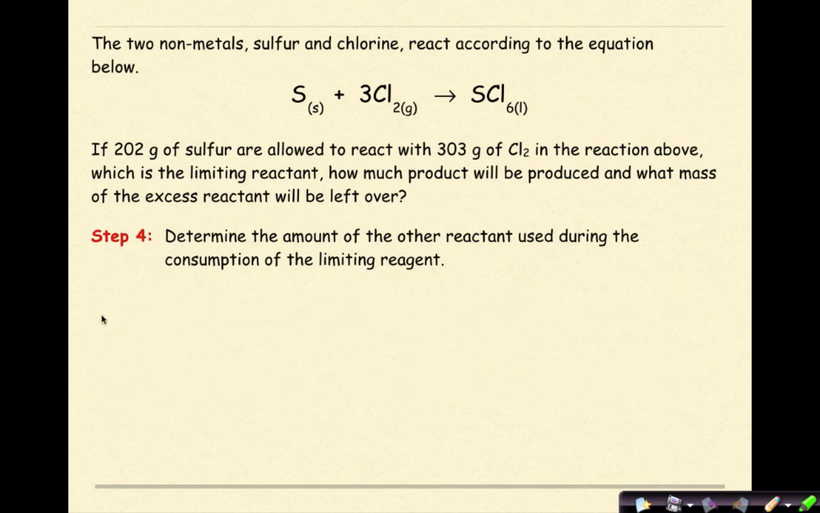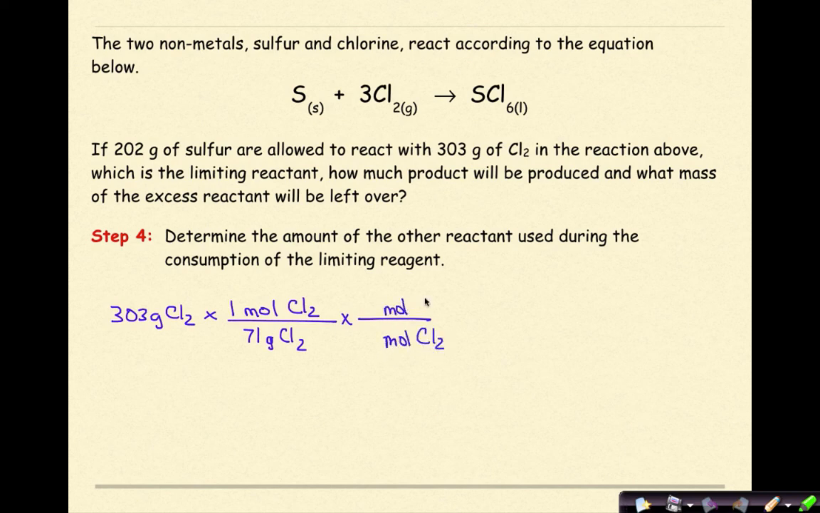So I'm going to start with my mass of limiting reagent, which is 303 grams of Cl2. Just like I've done now many times before, I'm going to convert into moles of Cl2, equivalent to 71 grams of Cl2. And instead of going to my product, I'm going to go to my other reactant. So we are converting from moles of Cl2 to moles of sulfur. Going to go up and look at my balanced equation. There is a 3 in front of the Cl2. There is a 1 in front of moles of sulfur. And finally, I'm going to convert that moles of sulfur into grams of sulfur. So 1 mole of sulfur has the atomic mass of approximately 32 grams of sulfur.